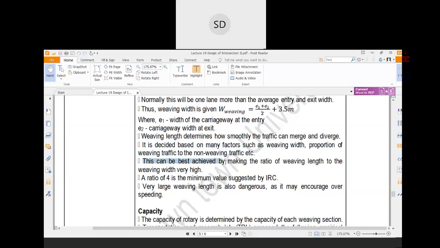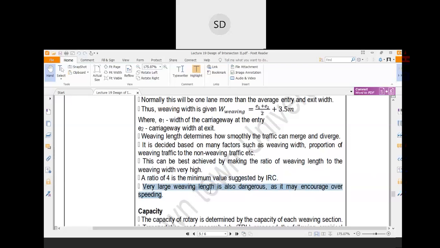Now this can be best achieved by making the ratio of weaving length to the weaving width very high. If you make this very high, in that case the movement in the rotary intersection would be very much swift. Now a ratio of 4 is the minimum value suggested by the IRC. By Indian Road Congress, they have suggested the ratio of the weaving length to the weaving width should be 4.